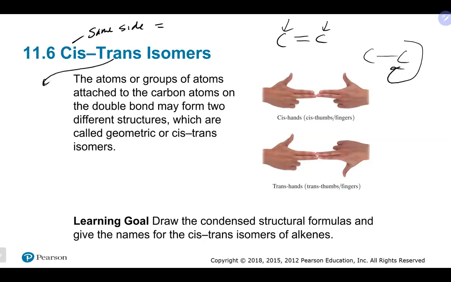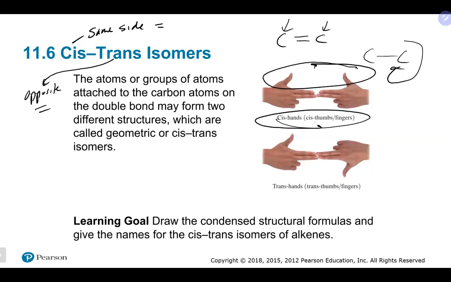Trans means that they are on opposite sides of the double bond. So cis or trans can basically be found by that. By the way, for cis, if we take the thumbs, they should be up, or you could have the thumbs below the double bond as well. They're both cis. And opposite thumbs here would give you your trans arrangement.